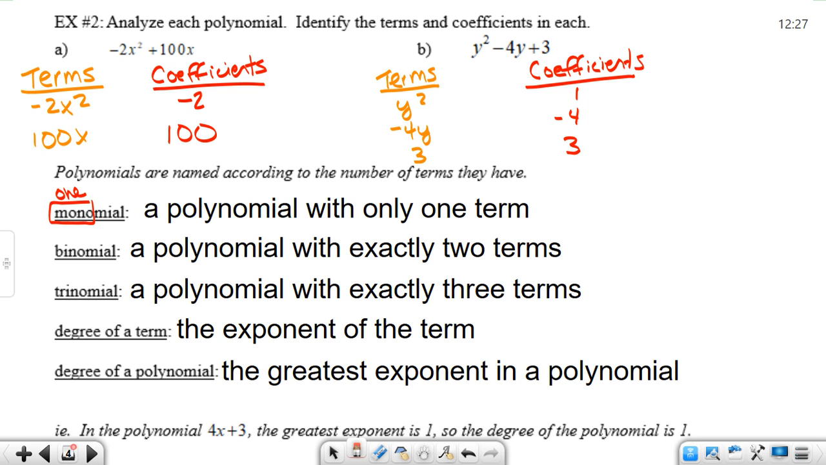So if we move on to binomial, that's a polynomial with exactly two terms. And again, if we look at the root word here, bi, that does signify 2. Continuing with the same pattern, if we look at trinomial, that's a polynomial with exactly 3 terms. And again, guys, there's a root word there, tri, which does represent 3.